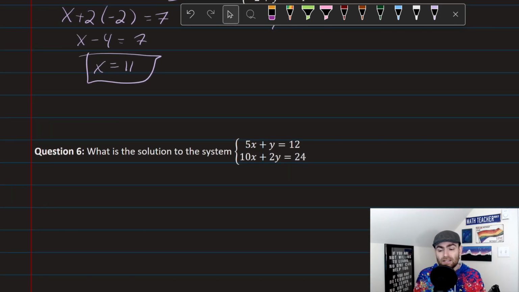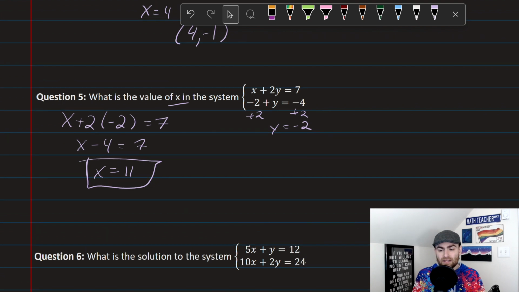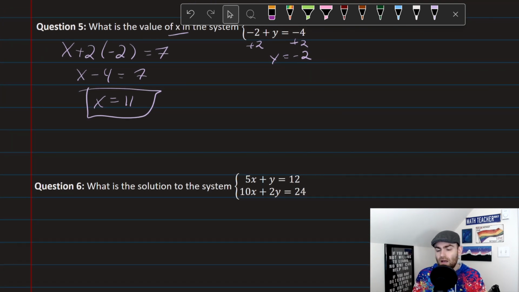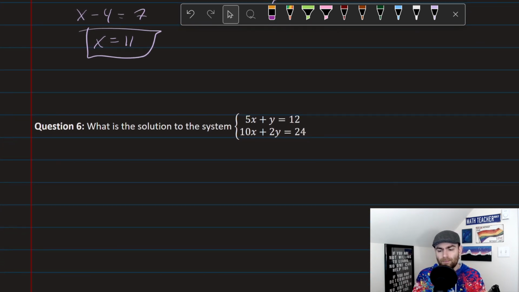Our last equation together is a little bit different. What's the solution to this system? Well, I could solve this through substitution, the same way I did up here. I can solve it for a variable and plug that in. But if I look here, there's a structure here. 5x plus y is 12. 10x plus 2y is 24.